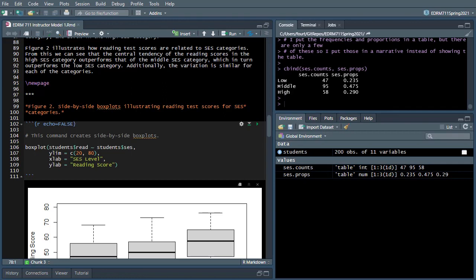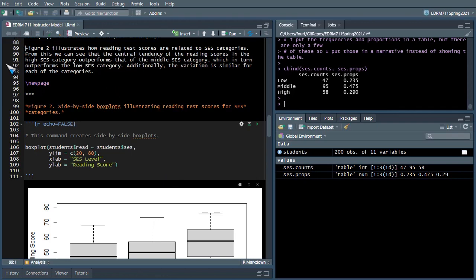The second part of our analysis gets to the main research question. Namely, we want to know if reading scores differ for the different SES categories. So I start, as always, with a graph. And the graph that we're going to use, because we have one categorical variable, SES, and a quantitative variable, the reading scores, I'm going to use side-by-side box plots.